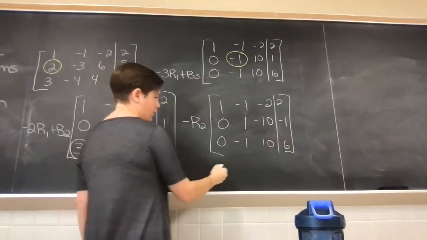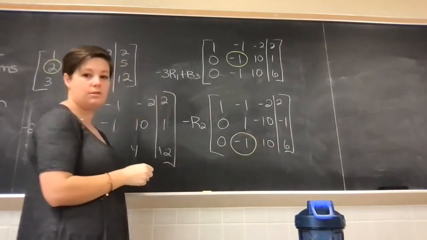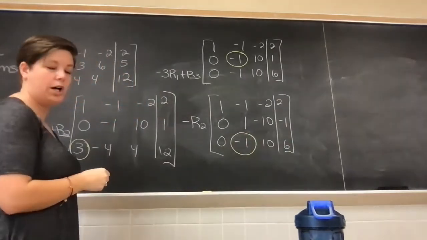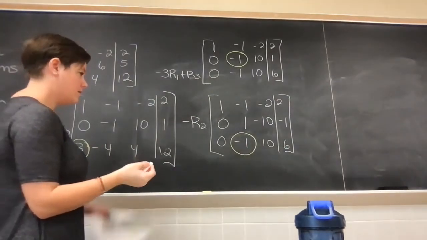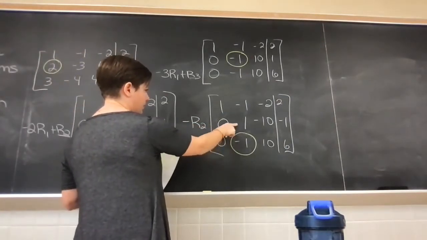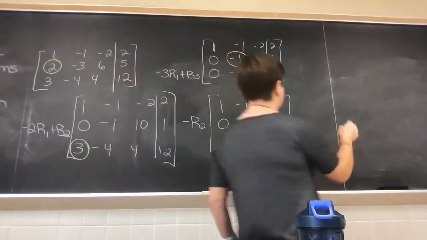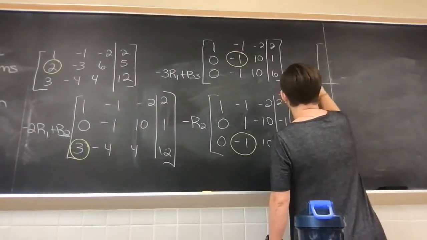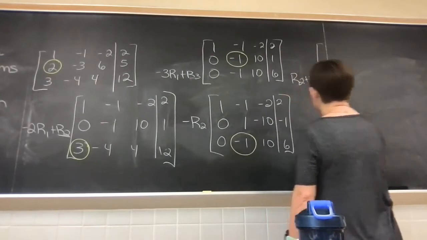Okay. Then I need that to go to 0. So what plus -1 gives me 0? Well, it's a +1. So here's the nice thing: I can just add. I don't even have to multiply because my R2 has a +1 there. So I can do R2 plus R3 to give me my new R3.